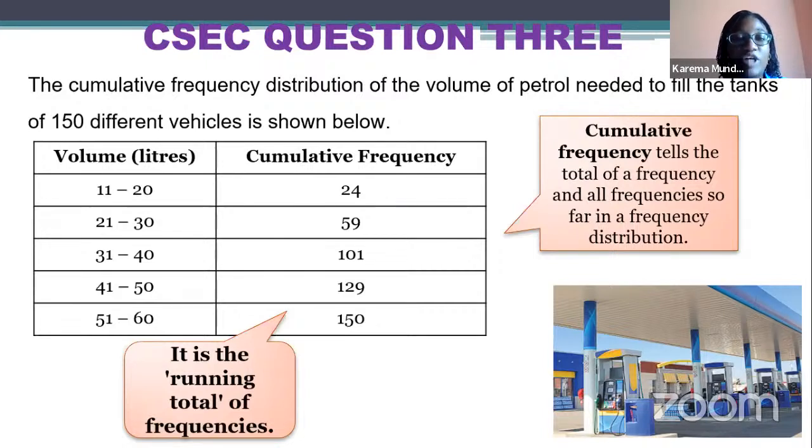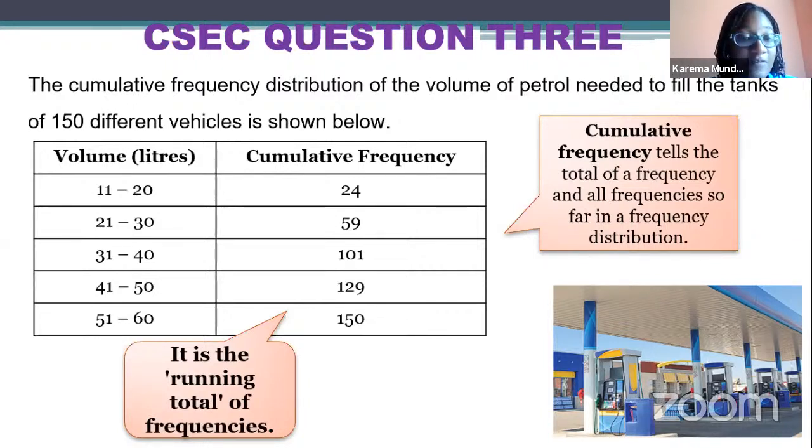So let's do some interpretation then. That 24 is saying that there were 24 vehicles that needed 11 to 20 liters of petrol, or if we want to add the boundary, we could say 20.5 liters and below. That 59 is not speaking only to 21 to 30, not only that class interval, it is speaking to all the intervals before. So that 59 is saying there were 59 vehicles that needed 30.5 liters, since we're doing boundaries, of petrol. It would have accounted for all the vehicles before. So the addition has already been done for you. Be careful with the interpretation.